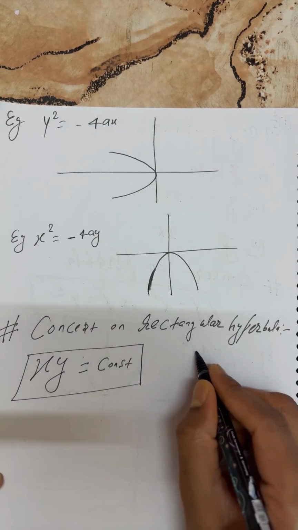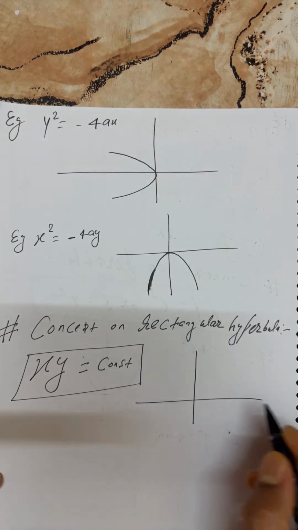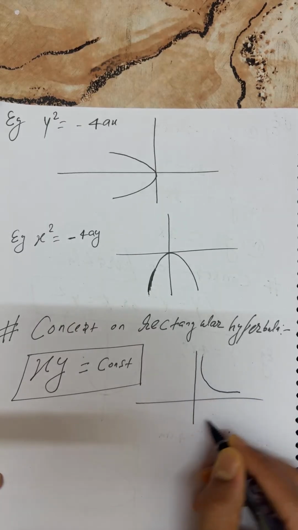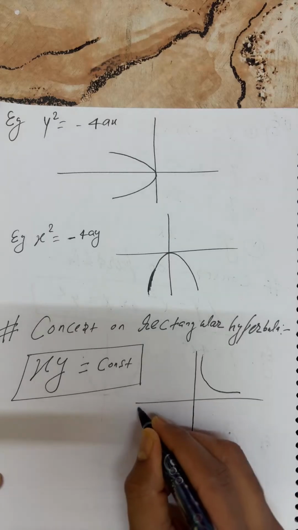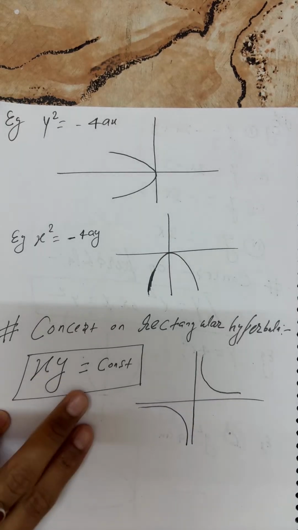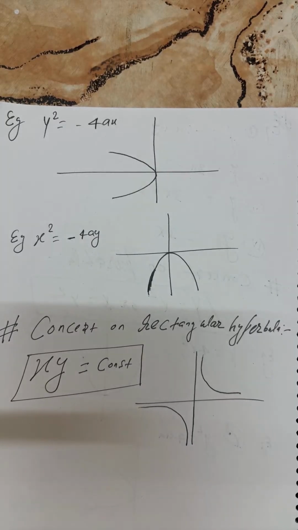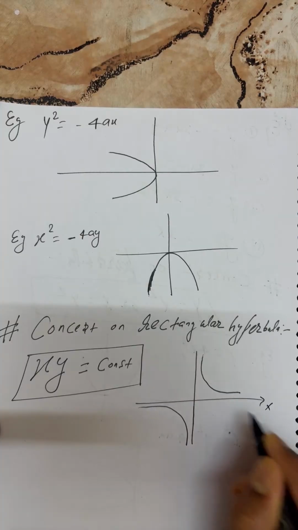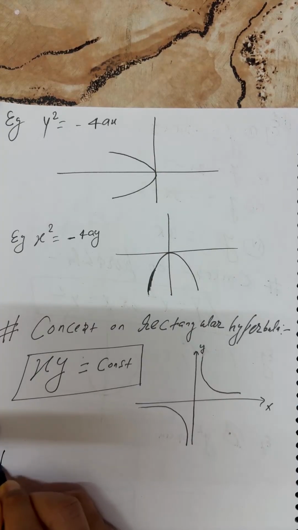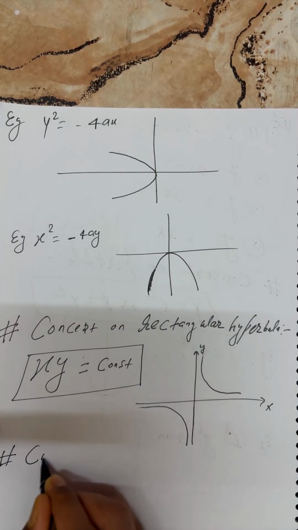This is a rectangular hyperbola. Here, if the product of two variables is constant, then you can say the nature of the graph is a rectangular hyperbola. This is the x-axis. This is the y-axis. Next, students, concept on ellipse.